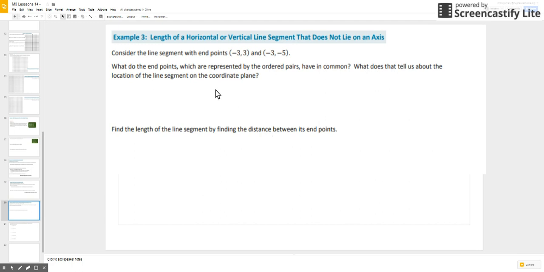Hi, hello students. Let's go over one more example. In this one, we're going to talk about the length of a horizontal or vertical line segment that does not lie on an axis. That's kind of off of an axis. It's not the y-axis or x-axis, which means there's no zeros involved, pretty much.